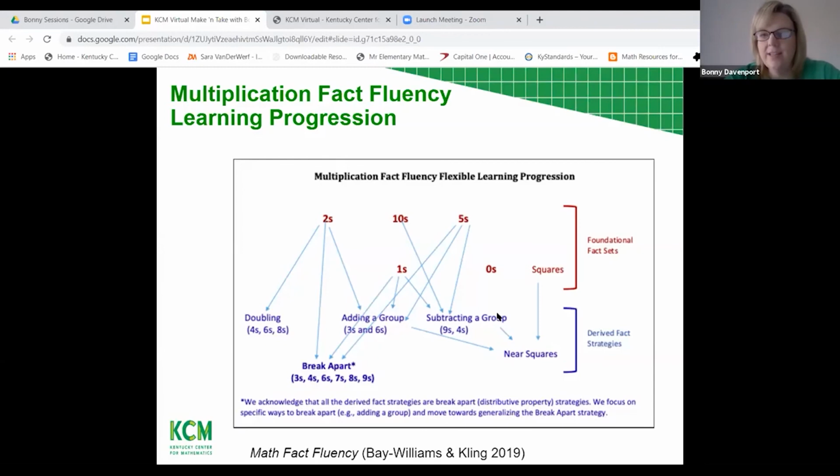Anyone else use this progression in their districts?